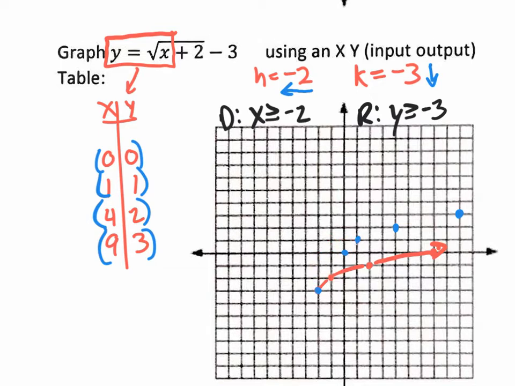And the domain and range, you could use that most important point, hk. The h and the k, hk is -2, -3. That's technically your beginning point. It begins right here at -2, -3.